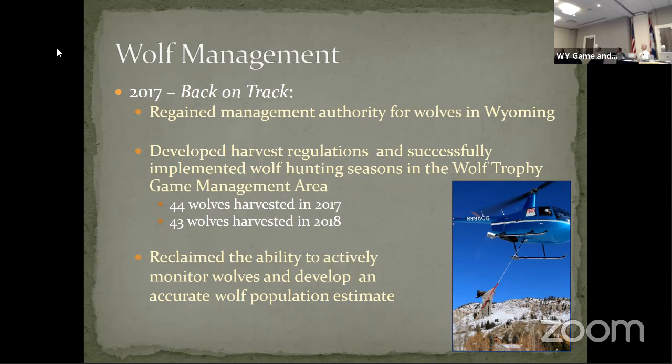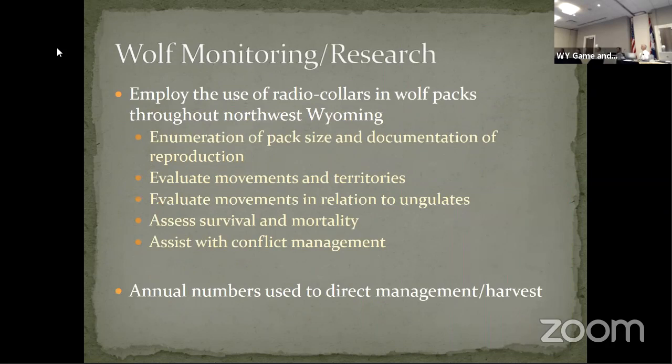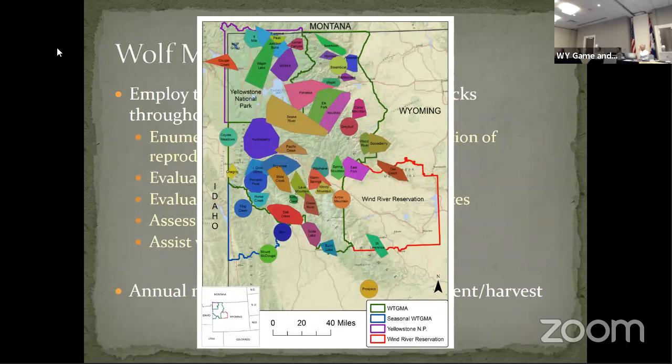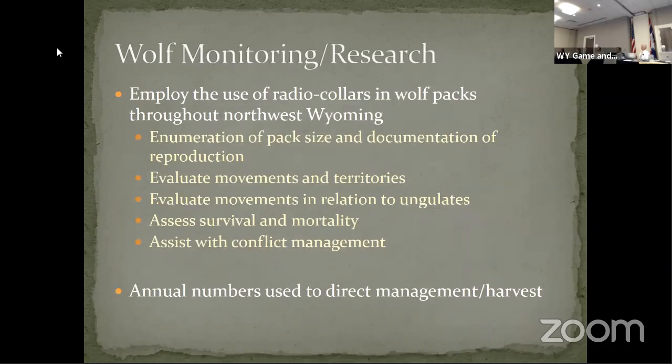And the big thing is that in the time zone between when we had management authority, lost it, and regained it, there wasn't active monitoring. There was some monitoring, but not much. Now we have a representative sample. We can use that information again to enumerate the pack size. Wolves we can catch them, we can see them from the air, we can get really close counts on these animals. That allows us to use those annual numbers to actually direct those harvest and management objectives.